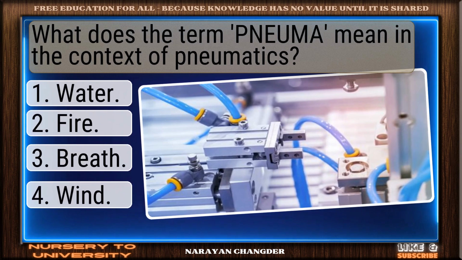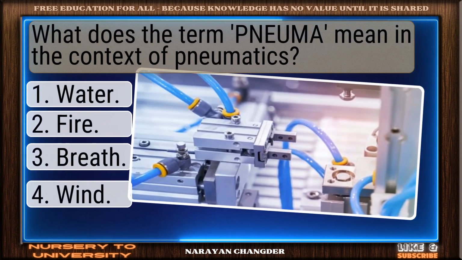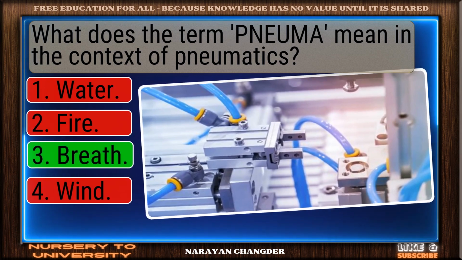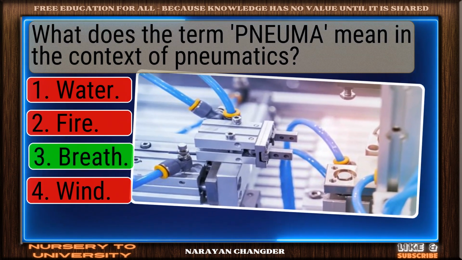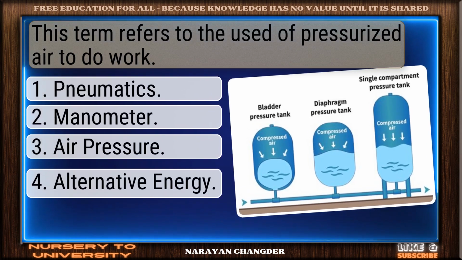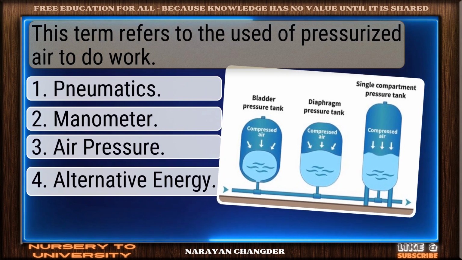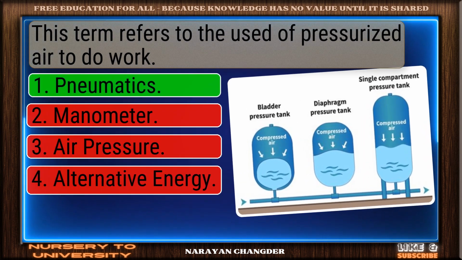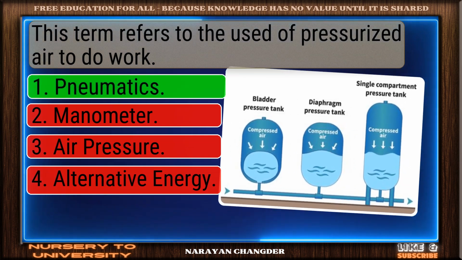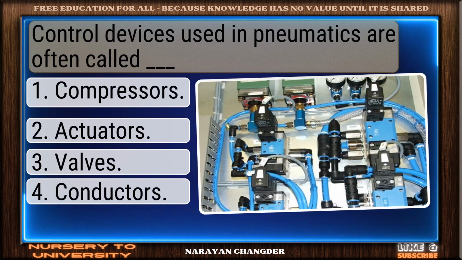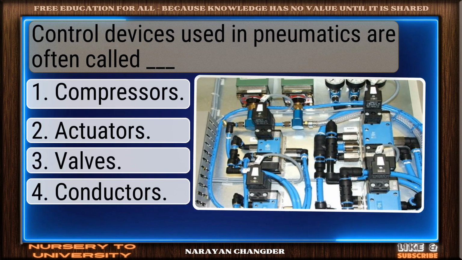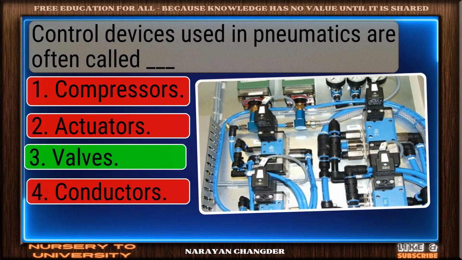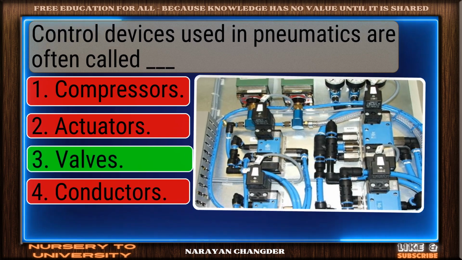What does the term pneuma mean in the context of pneumatics? Sharp thinking. Breath is the right choice. This term refers to the use of pressurized air to do work. Smart pick. Pneumatics is the correct choice. Control devices used in pneumatics are often called dash. Correct. Valves is the right answer.